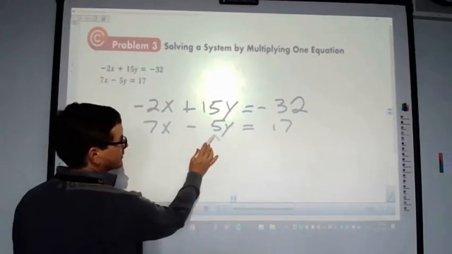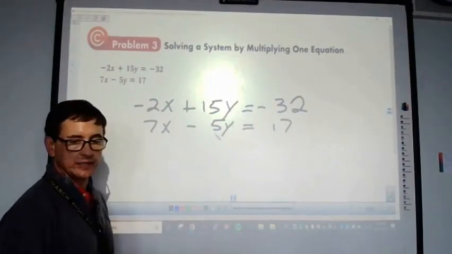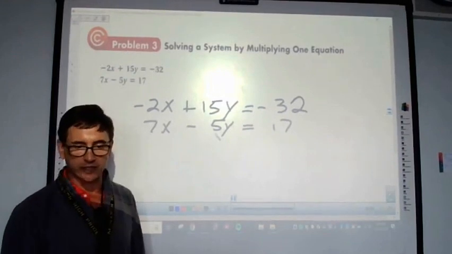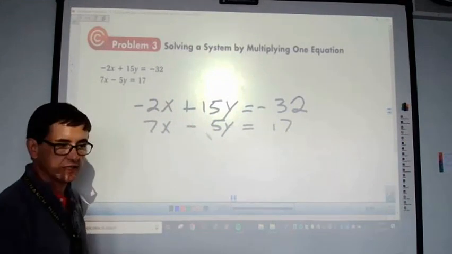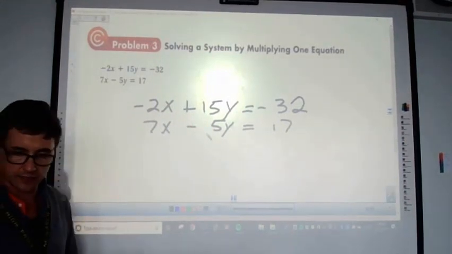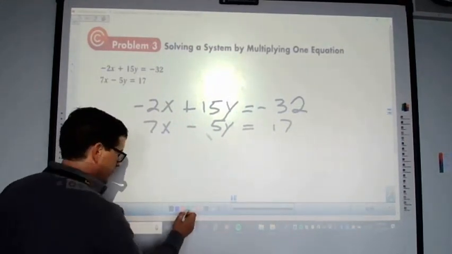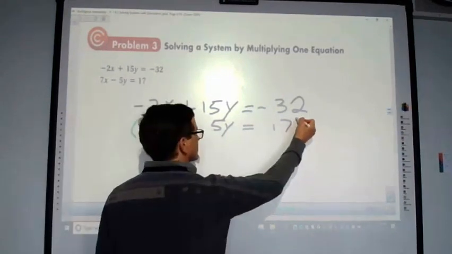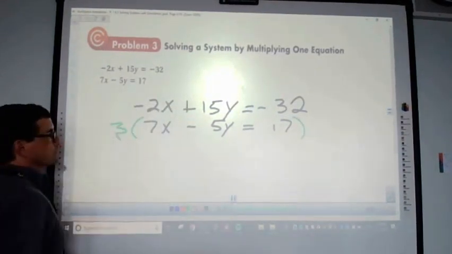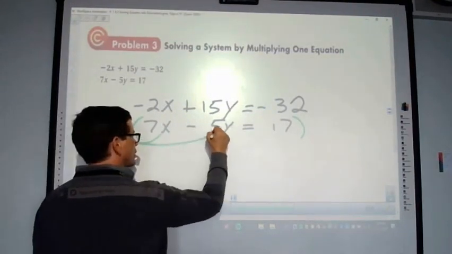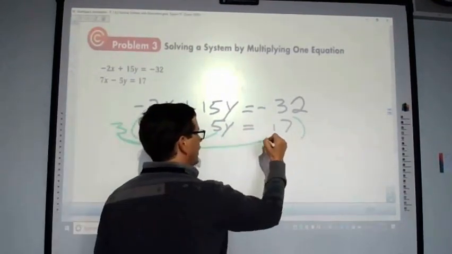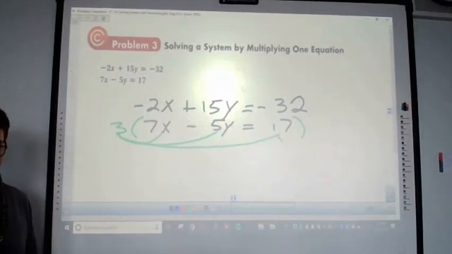Okay? So if I multiply this negative 5 by 3, I get negative 15. And if I have positive 15 up here, negative 15 down here, they're going to cancel. Okay? So the way I'm going to show it is like this. So when I distribute, I'm going to make sure that I multiply all three parts of that bottom equation.